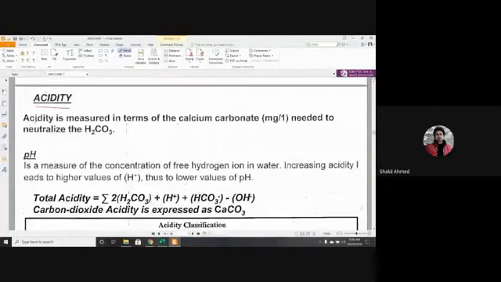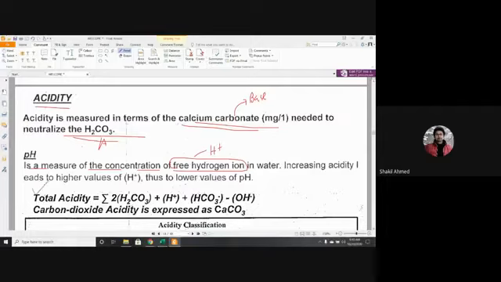Acidity is the same thing, the opposite. Acidity is measured in terms of calcium carbonate. Calcium carbonate is actually a base, needed to neutralize H2CO3. So base and acid. pH is a measure of the concentration of the free hydrogen ion. Acidity is a measure of free hydrogen ion.